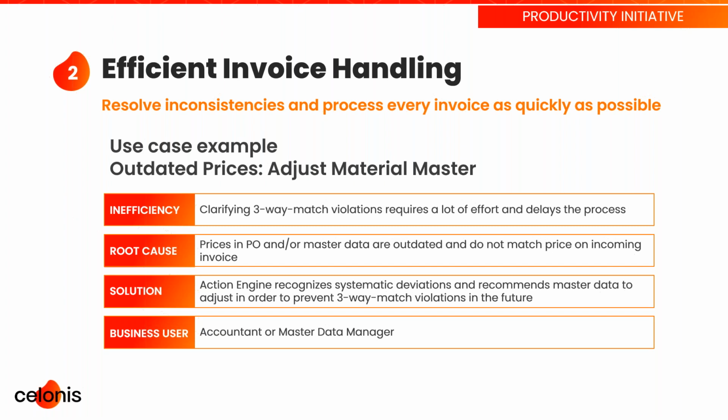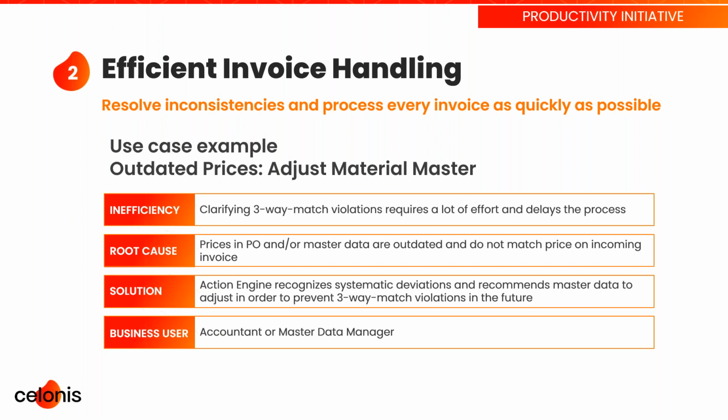So a lot of customers, as an inefficiency or as a major time consumption in their accounting department, observe that three-way match violations, so deviations between invoice, purchase order, and goods receipt, require a lot of manual investigation effort, right? Because you have to find out where the inconsistency comes from and also how to resolve it in order to pay the invoice.